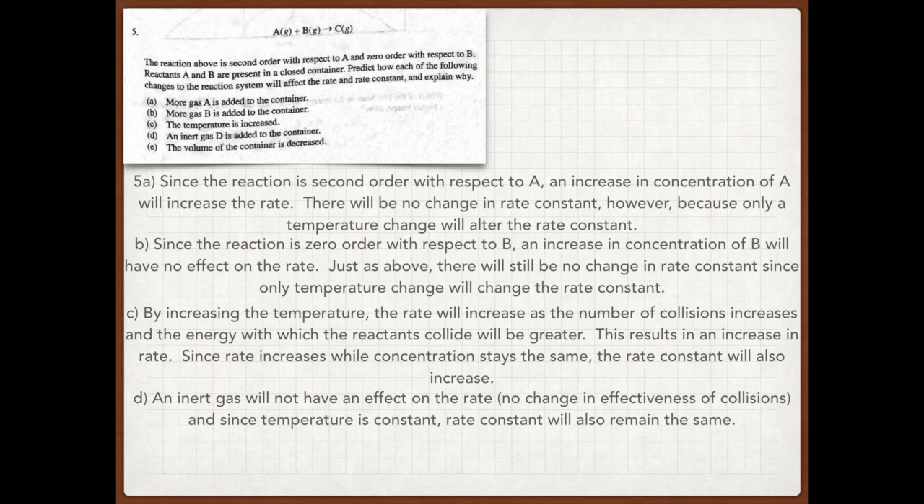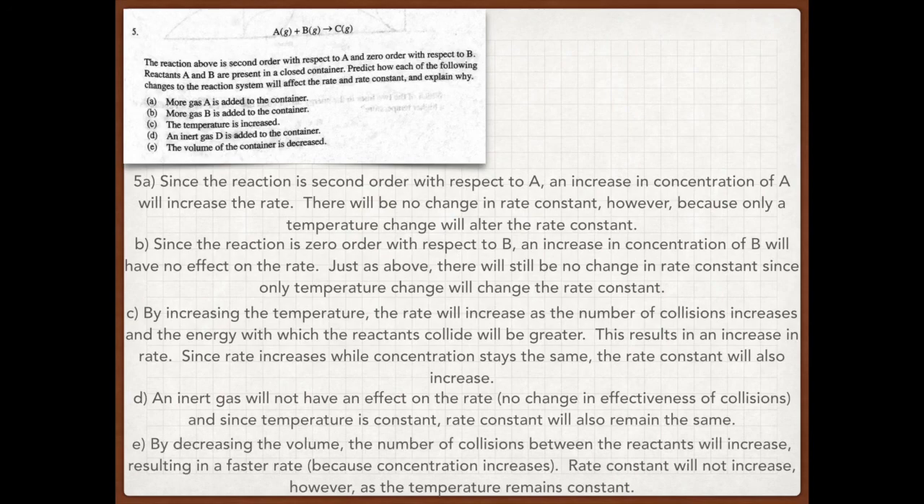In D, I'm adding an inert gas. An inert gas has no effect on concentration. So as a result, it's not going to have any impact on your rate or your rate constant since temperature is staying the same. And finally, in E, if I decrease my volume, what effect would that have on a gas? Well, that would actually increase concentration, okay? By decreasing volume, you're increasing concentration, meaning you're going to have more collisions. More collisions means a faster rate, okay? So higher concentration, meaning more collisions. By decreasing volume, a higher rate. However, your rate constant stays the same because you're not changing temperature.